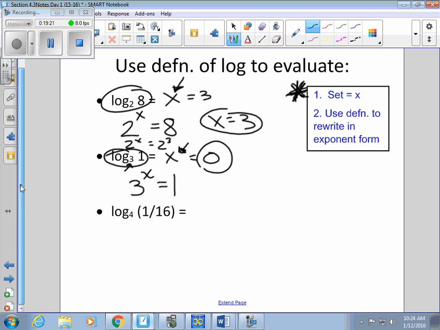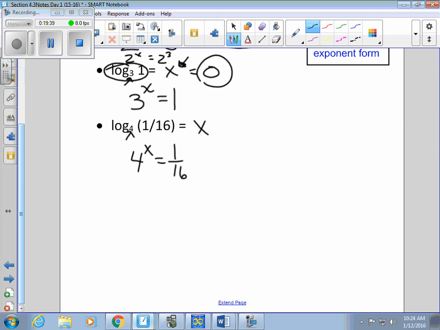Okay, last one on this slide. Log to the base 4 of 1/16. Set it equal to a variable. Rewrite it as an exponent using your definition. 4, our base is 4, to the x power equals 1/16. Now solving this one takes a little bit more time. Negative 2.